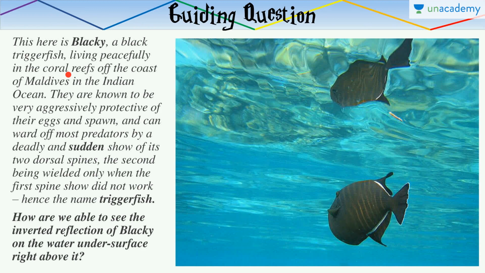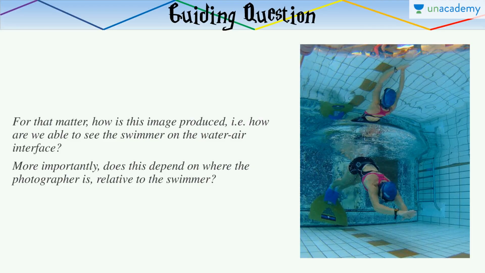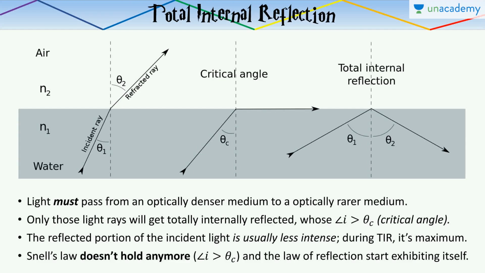The question is, how are we able to see the inverted reflection of Blackie on the water undersurface right above it? Now we see the fish obviously in the camera, but why are we seeing this part here? What is causing that? And for that matter, how is this image on the right produced? That is, how are we able to see the swimmer on the water-air interface right here? We can obviously see that this is the actual swimmer. What is causing this to come up? More importantly, does this phenomenon depend on where the photographer is relative to the swimmer? Think about it. The reason is really interesting.